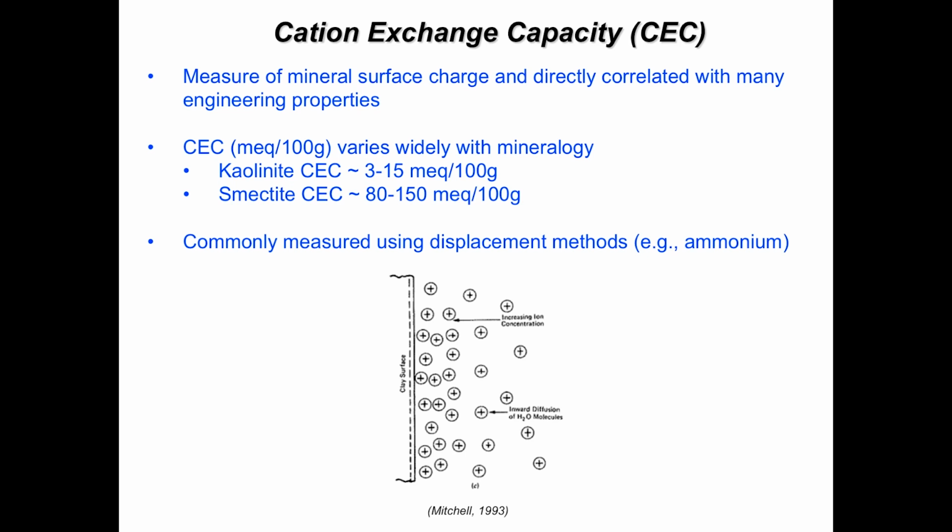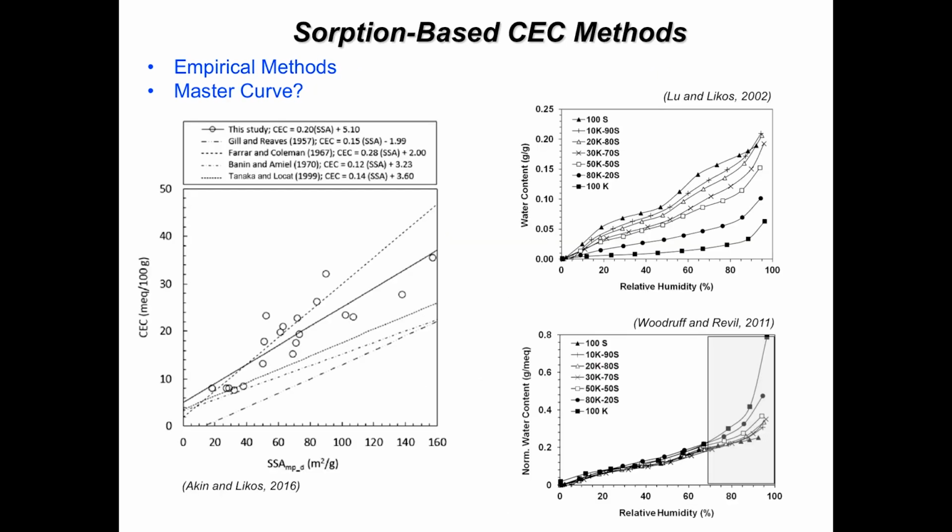And so the question here becomes, can we use water vapor sorption rather than a displacement method to quantify CEC? And so we've been working in this area for some time. A couple different ways to do this. One approach is to simply empirically relate CEC to other things that we might measure, perhaps surface area. And so, correlations between surface area and cation exchange capacity tend to be there, there tends to be some correlation, but they can be all over the place, and so there's some uncertainty associated with that. But it's not surprising probably that there is some relation between surface area and CEC.